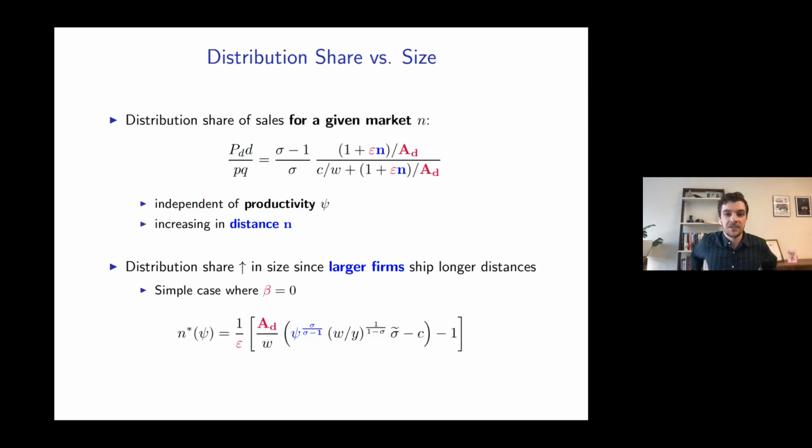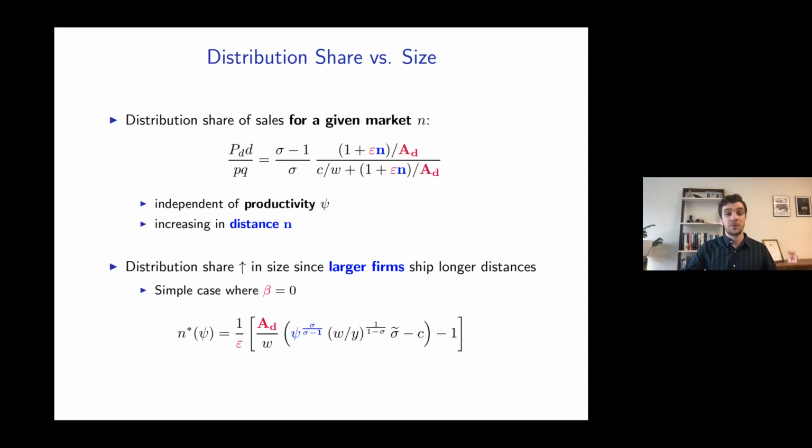How does this link to the distribution share? What's nice is that this yields a very simple and intuitive expression for the distribution share of sales in any given market. The distribution costs relative to sales are a function of, first of all, C, which is just a cost term that includes aggregate costs. So the distribution share is independent of firm quality C, conditional on the market it sells to. All firms that service a given market are going to have the same distribution share.